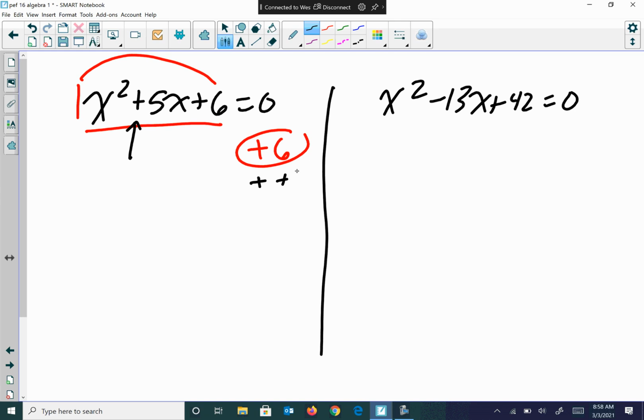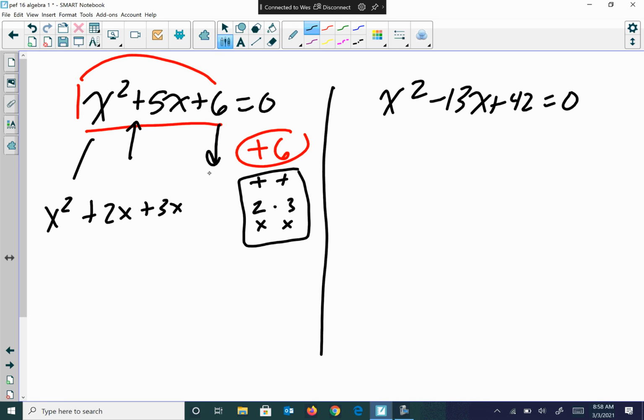Yeah, Philip. 2 and 3. Excellent. 2 times 3 is indeed 6. 2 plus 3 is indeed 5. If you chose 6 and 1, those would add together to give me 7, right? So that's what I'm going to go ahead and use. So I'm going to bring down my x squared and whatever order I want, plus 2x plus 3x, and then bring down that 6.